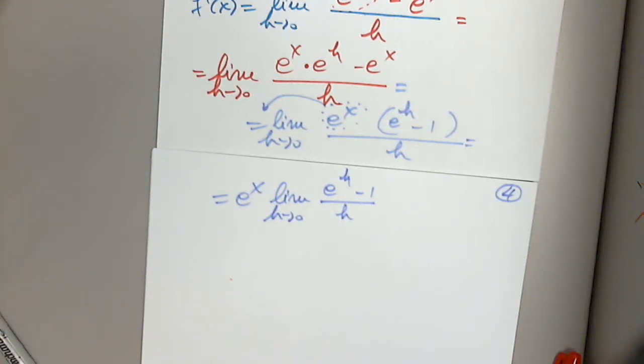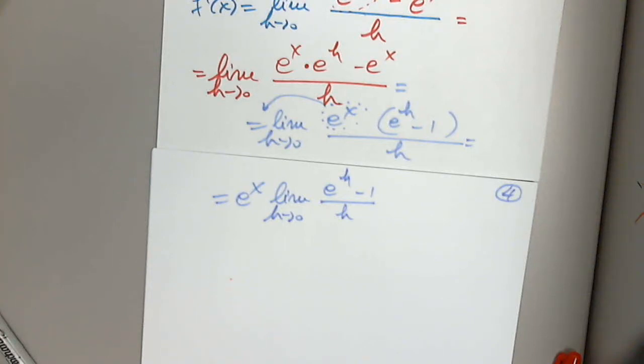Yes. Why is the e to the h in front of the limit? Can't we put limit as h approaches 0 of e to the x and then do the rest? Do you know how we pulled e to the x out? Why did we put it in front of the limit as h approaches 0? Sure, we could do the other. Yes, okay. It doesn't matter.